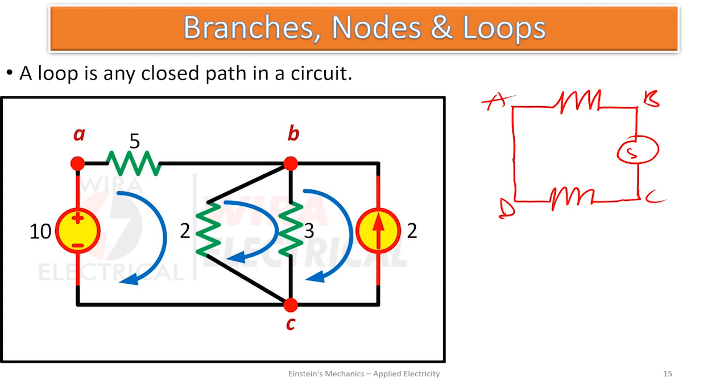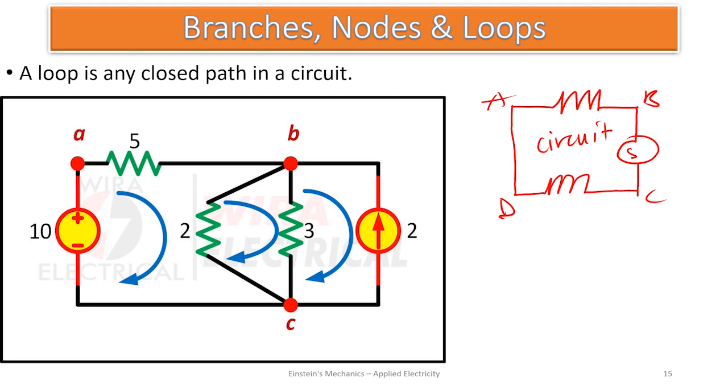You can see that this is closed. This circuit is what? Closed. When you say it is closed, you know what it means by closed. Now, if I have it this way, it is not a closed circuit, right? Yes. So I cannot say this is a loop. But once it is closed, now it becomes a loop.